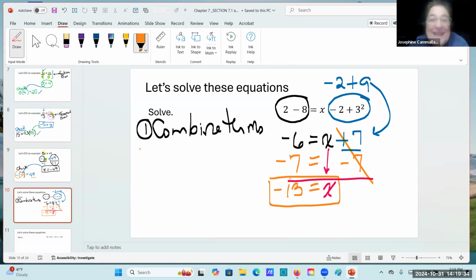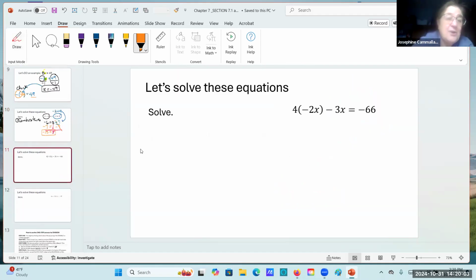Now, please don't move the negative 6. If you move that negative 6, you're going to empty the left-hand side. We can't do that. Letters have got to be on one side of the equal sign, numbers on the other. Letters do not move if they are by themselves. They're staying.